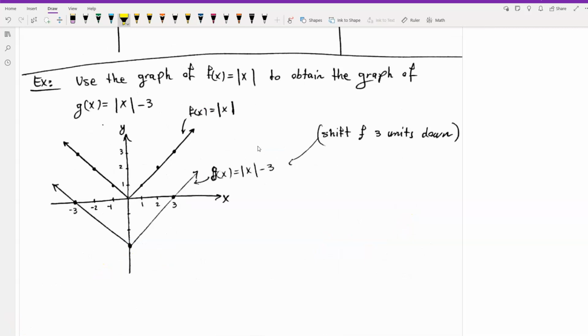Here we have an example: use the graph of f of x equal to absolute value of x to obtain the graph of g of x equal to absolute value of x minus c. So first we have to graph f of x equal to absolute value of x, and this is what we have. Remember that for absolute value of x, any number that you use, the result for f of x is always a positive number. So using 1, absolute value of 1 is 1. Absolute value of 2 is 2. Absolute value of 3 is 3.